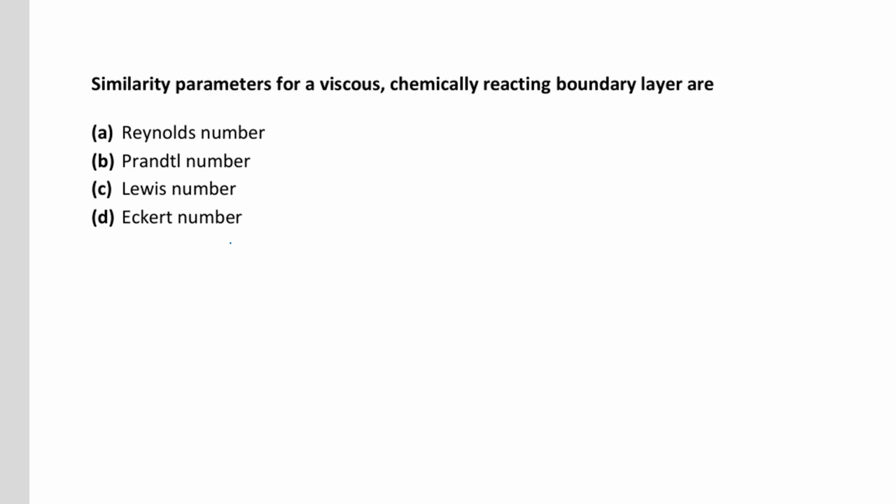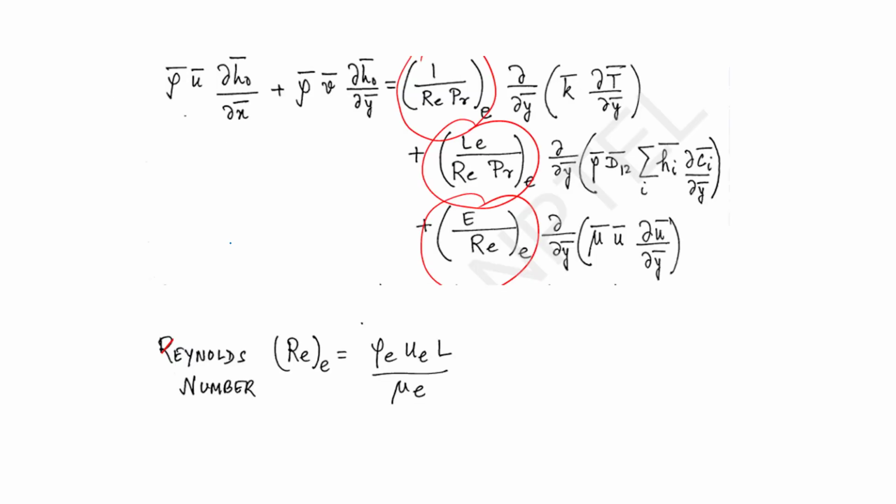Now we'll see the next problem. Similarity parameters for a viscous chemically reacting boundary layer are option A, Reynolds number, option B, Prandtl number, option C, Lewis number, and option D, Eckert number. What will be the answer for this problem? Okay, we will see the answer.